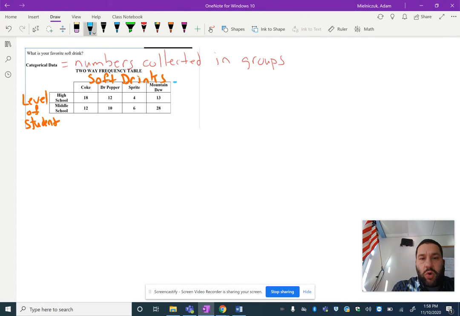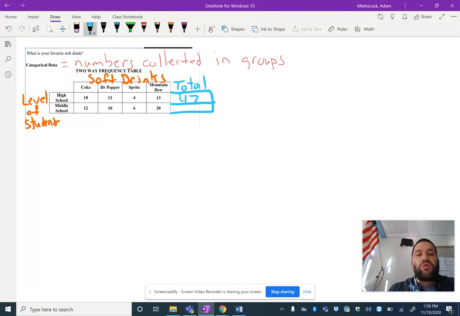Okay, we want to add a total column over here because it makes sense that we would want to total up the number of students per group. Total number of high school students or total number of middle school. So let's do that. So 18 and 12 is 30. 30 and 4 is 34, 34 and 13, let's see, 44, so that'd be what, 47? Let me check my work. So we'd have 17, 27, 29, 39, 47.